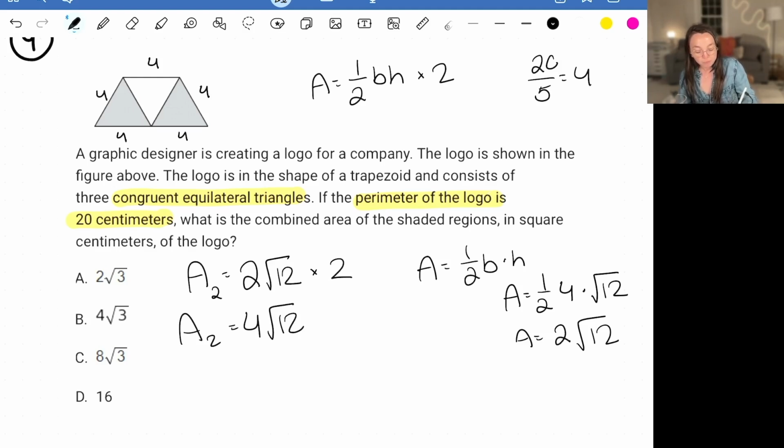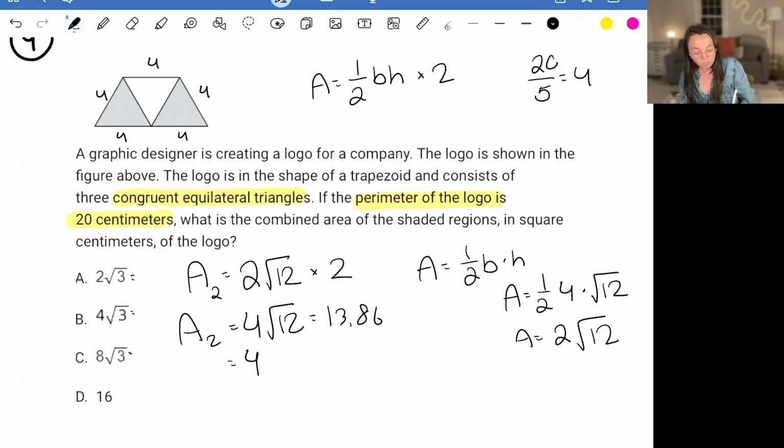Now, does that match anything? No, it doesn't. One thing you can do is you can find the decimal of 4 square root 12, if you don't feel like reducing the square root 12, that will be 13.86, and then you would just find the decimal for all of these guys and see which one matches. If you're like, hey, that takes too much time, okay, let me show you how to reduce this 12.